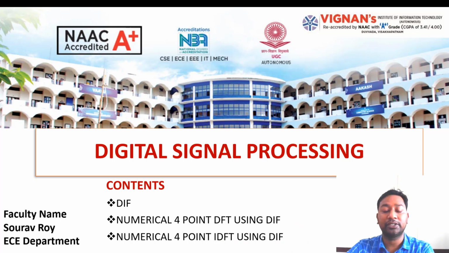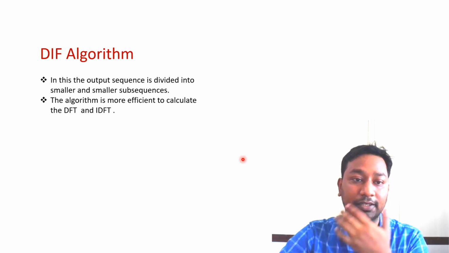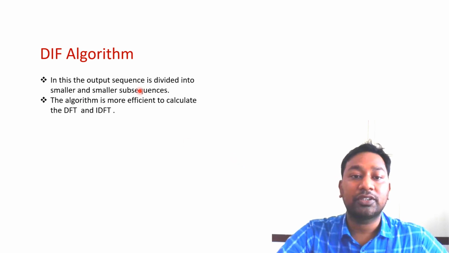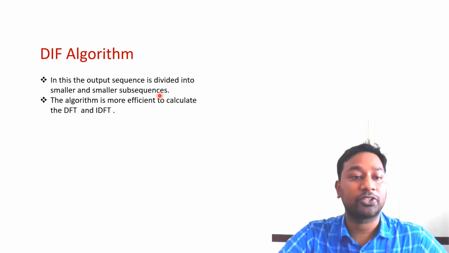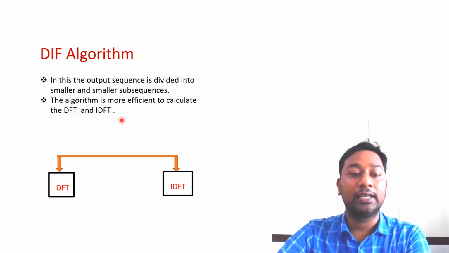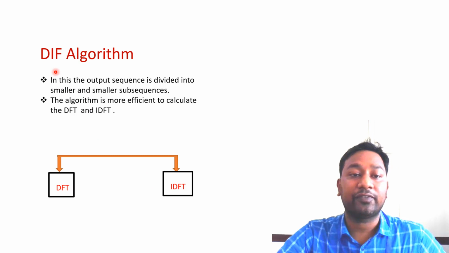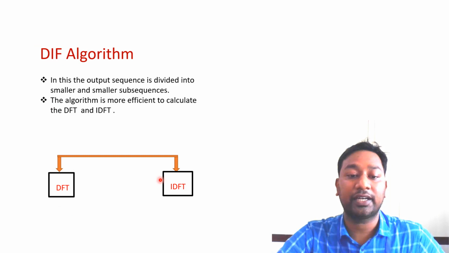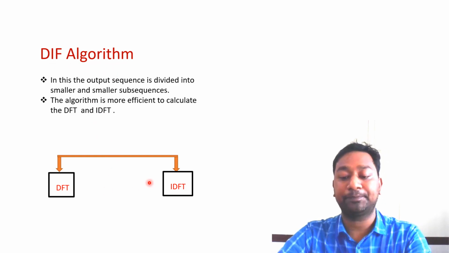So there is a basic difference between DIT and DIF algorithm. DIT is decimation in time and DIF is decimation in frequency algorithm. In this, the output sequence is divided into smaller and smaller subsequences. The algorithm is more efficient to calculate the discrete Fourier transform and inverse discrete Fourier transform. So here we will do the DFT and IDFT using DIF algorithm. What are the benefits of using the DIF algorithm instead of directly solving DFT and IDFT? If we use the DIF algorithm, then the number of calculations required is less compared to DFT and IDFT.